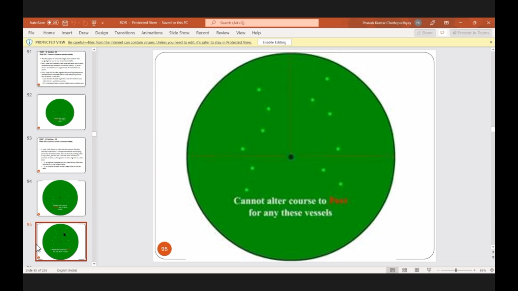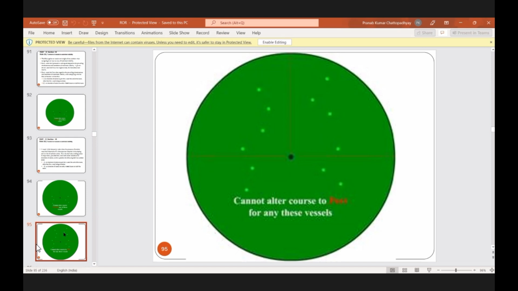So, if you have to take action, in all the cases, if those vessels are crossing on the starboard, in any case, being a give-way vessel, you have to alter course to starboard. So, you have no other choice than to alter course to port. That is why, looking at the aspects in all these cases, you can alter course to starboard for the vessels on your starboard side.